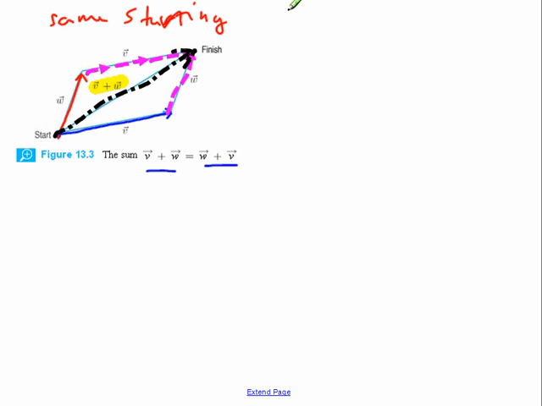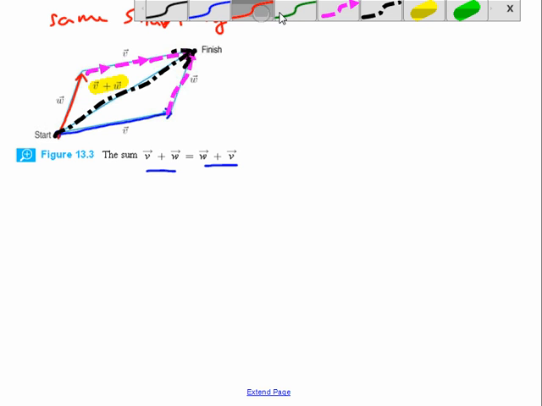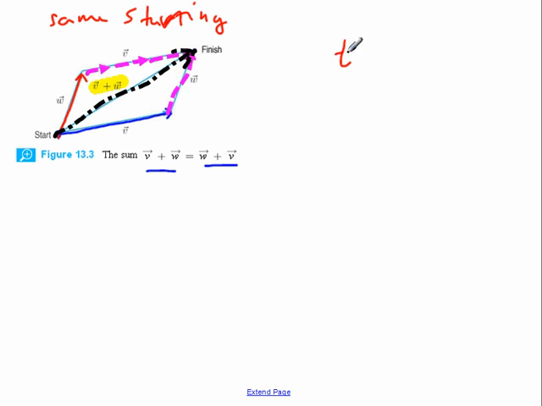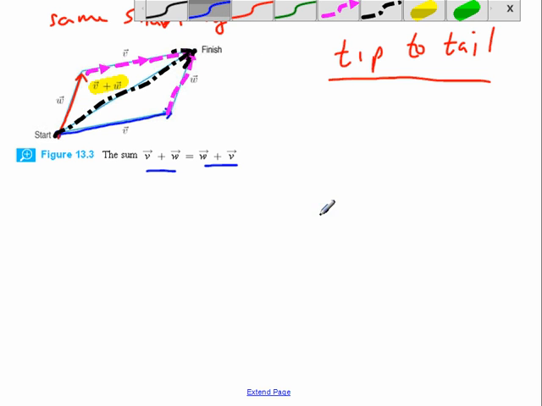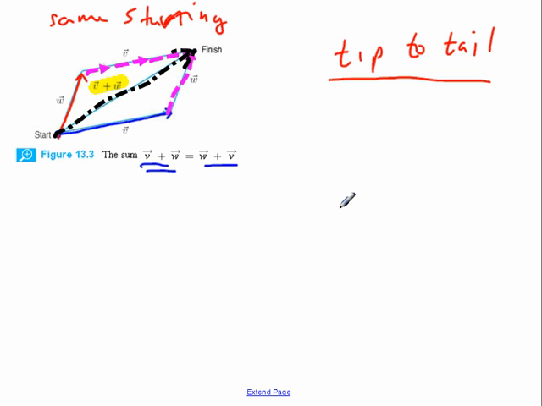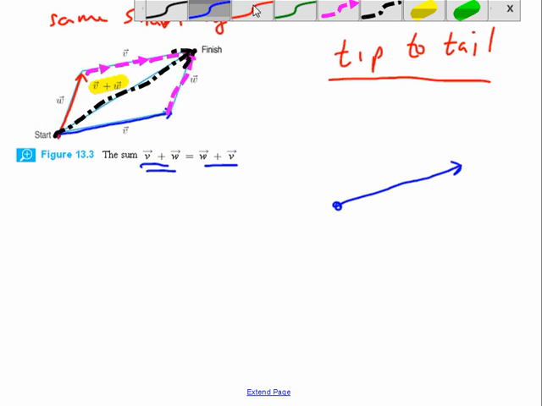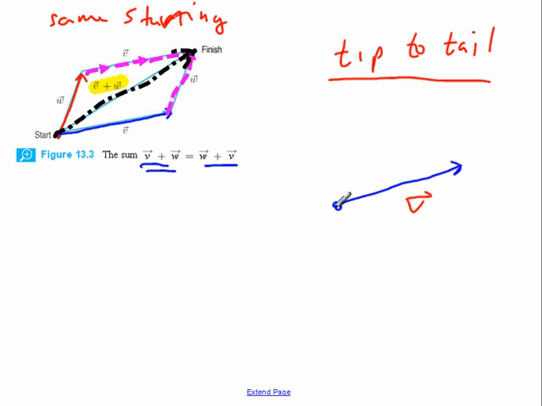This method is totally fine. It's a correct method. It gets you the right answer. What I think is a more commonly used method is called tip to tail. And this is how I will typically draw vectors. So the idea is, you have your vector v. So, if we're doing v plus w, you start with v, and we had the vector like that, and then you add vector w at the end of vector v. So here was vector v, started here, ended here, and now we're going to add w right there.